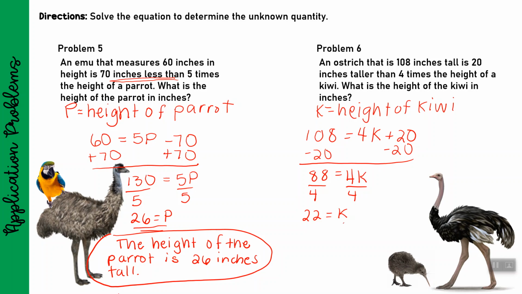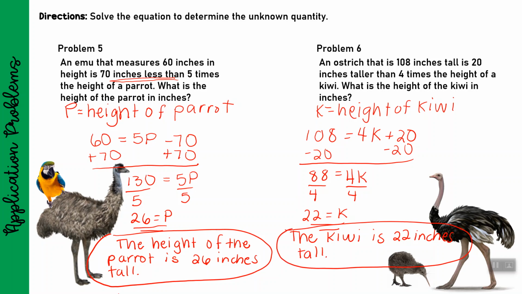But now we need to go ahead and write it in a sentence. The kiwi is 22 inches tall. And there we go. If you have any questions solving or setting up two-step equations, please let me know.